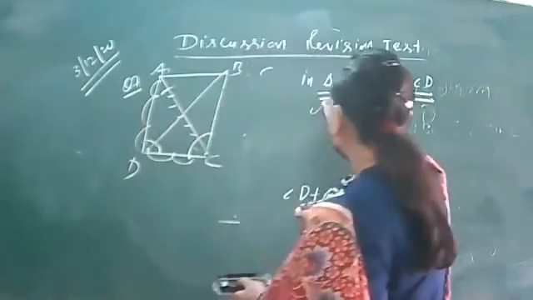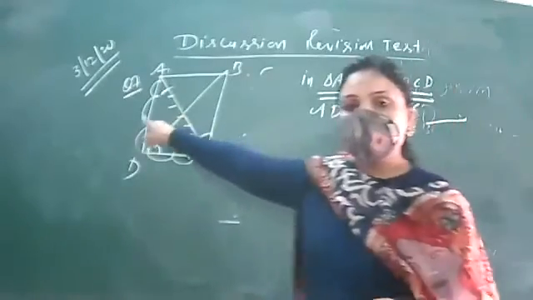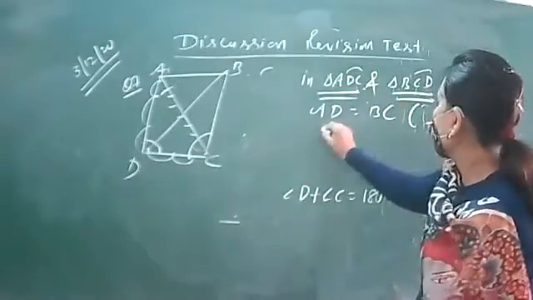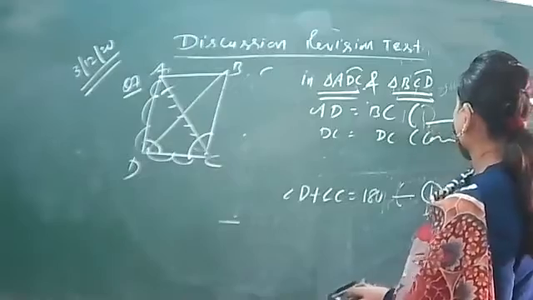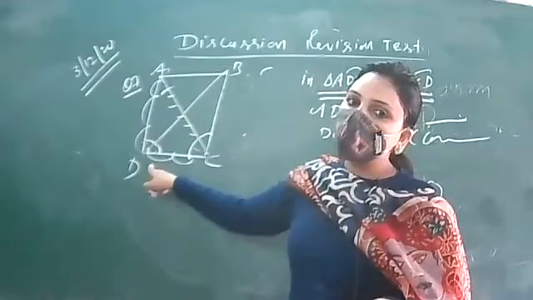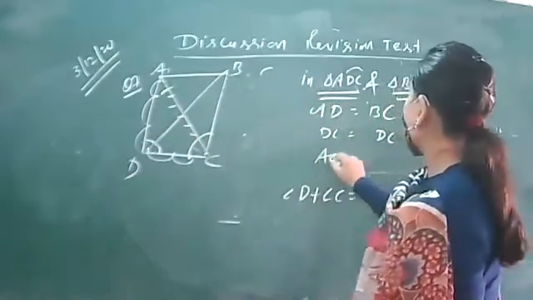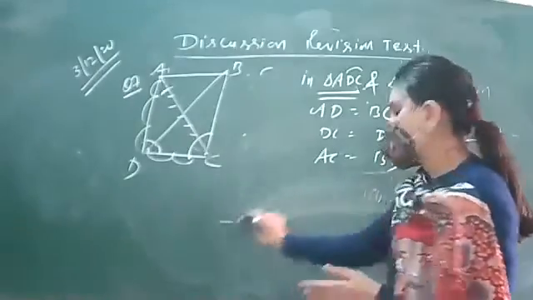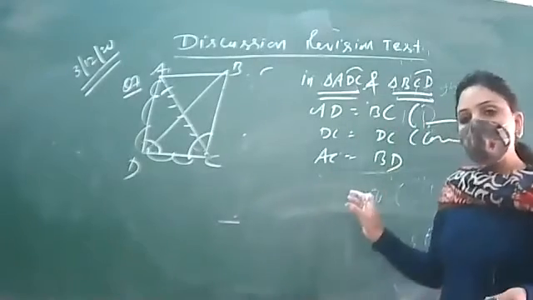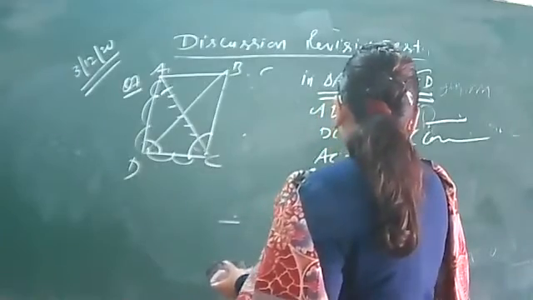AD equal to BC. Why? Reason: parallelogram opposite sides equal. ठीक है? DC, DC common. And one thing more is given to us क्या? AC equal to BD. Diagonals are given to be equal. So we are having AC equal to BD. So by triple S rule, what we are getting? Triangle ADC gets congruent to triangle BCD by triple S rule.